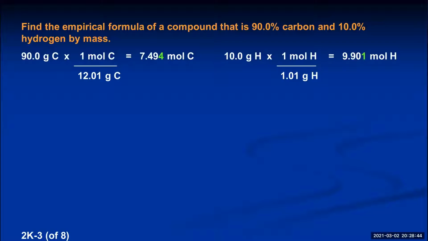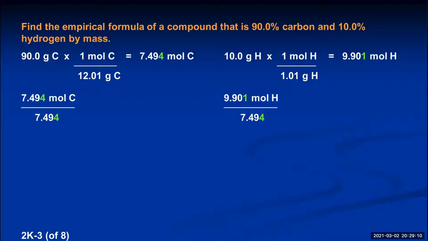So we calculate the moles of the 2 different elements: 7.494 and 9.901. There's got to be some integer ratio there, but looking at those, I don't know what it is. So the for sure way to do that is to take the number of moles of each of the elements and divide them by the smallest number. And as you recall from elementary school, 7 is smaller than 9, right? So divide both of these by 7.494.